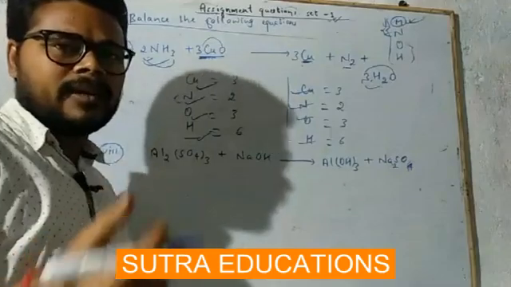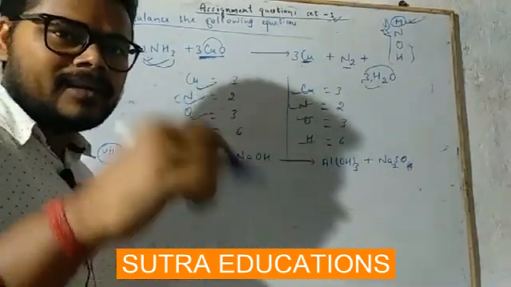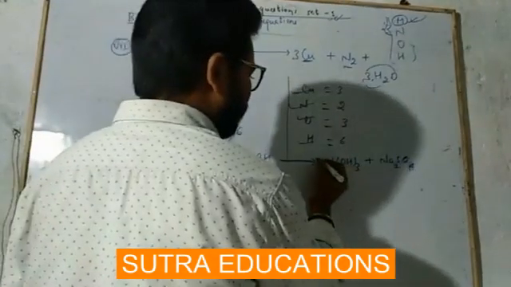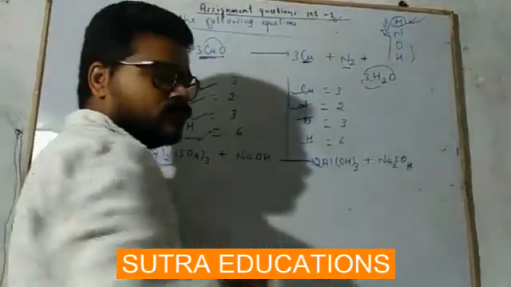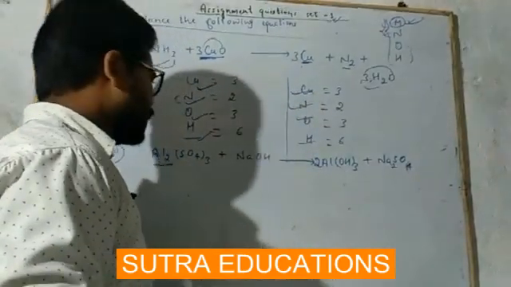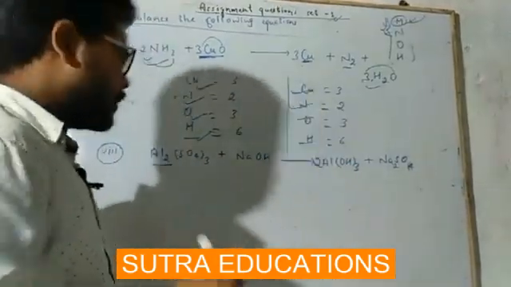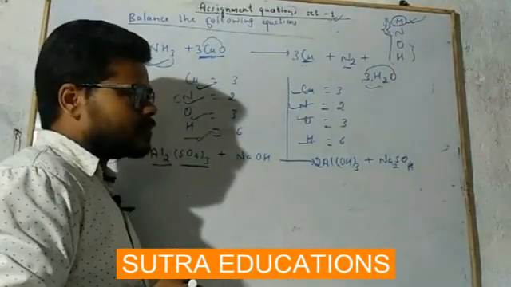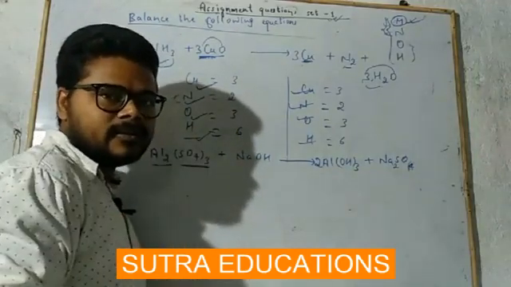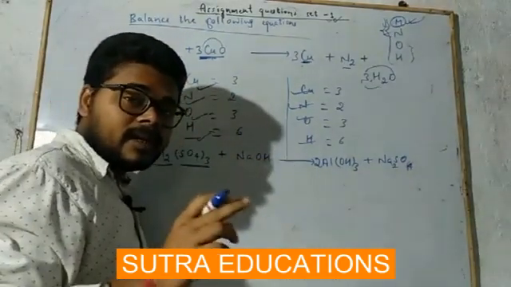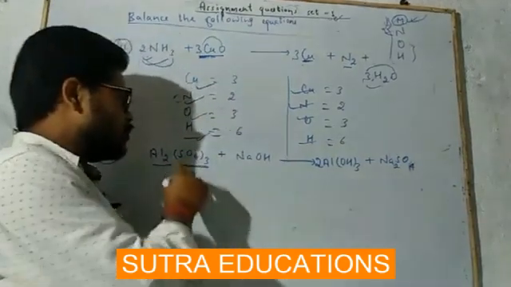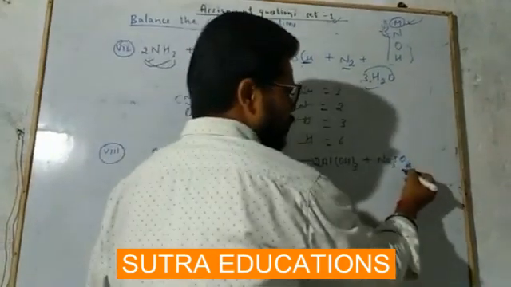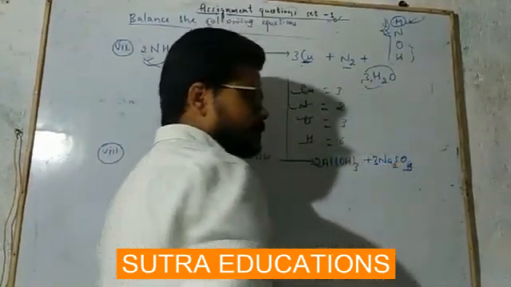First rule, find out the metal and balance the metal. The metal here is aluminum, on this side it is 2, and on this side aluminum is only 1, so multiply this by 2. Now the metal is balanced. Then if there is SO4, just try to balance this SO4 on both sides. SO4 here is 3, and on this side SO4 is only 1, so multiply this by 3.